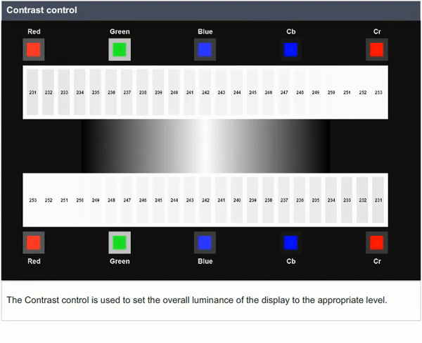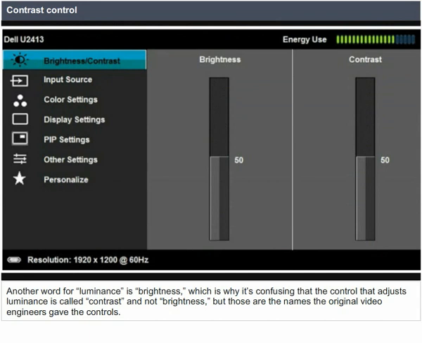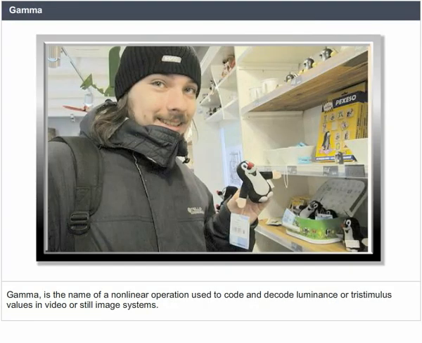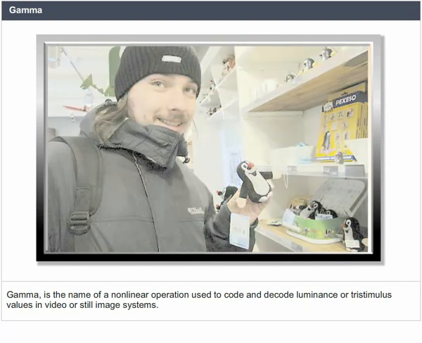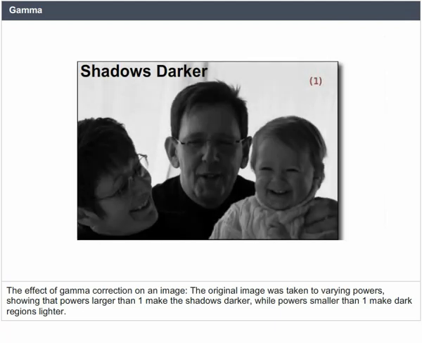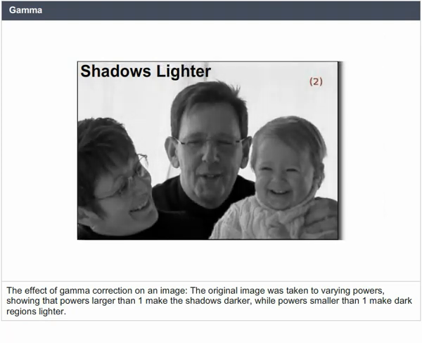Contrast control. The contrast control is used to set the overall luminance of the display to the appropriate level. Another word for luminance is brightness, which is why it's confusing that the control that adjusts luminance is called contrast and not brightness. But those are the names the original video engineers gave the controls. Gamma is the name of a non-linear operation used to code and decode luminance or tristimulus values in video or still image systems. The effect of gamma correction on an image: the original image was taken to varying powers, showing that powers larger than 1 make the shadows darker, while powers smaller than 1 make the dark regions lighter.